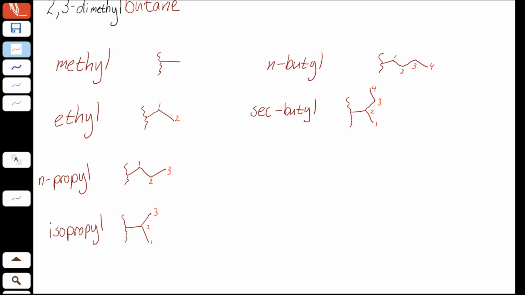You can also have isobutyl, which is that group that we looked at last time. So it's actually an isomer of butane. A totally different structure. It's really, as we said last time, 2-methyl propane, but it's commonly known as isobutyl.